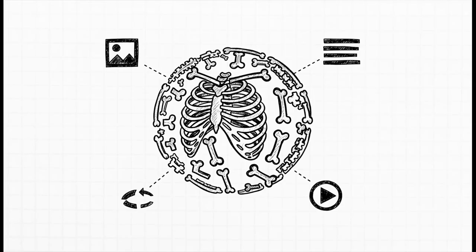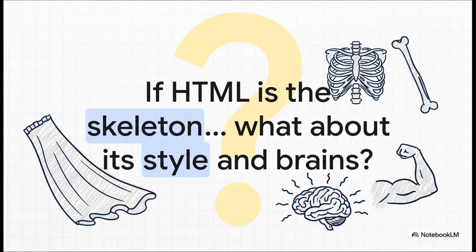So when you strip away all the fancy stuff, all the complexity, this is what's left. At the end of the day, the entire web, this massive thing we use every day, is built on a simple, logical skeleton of text tags. That's what gives our digital world its fundamental shape. Which, of course, leaves us with one big question. If HTML is just the bare-bones skeleton, then what about the style, the skin and the clothes that make it look good? And what about the brains, the muscles that make it interactive? Well, that's a whole other story.